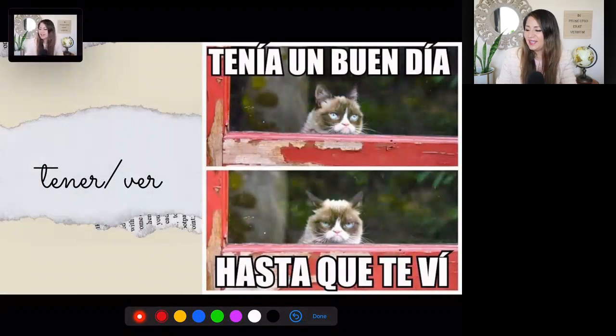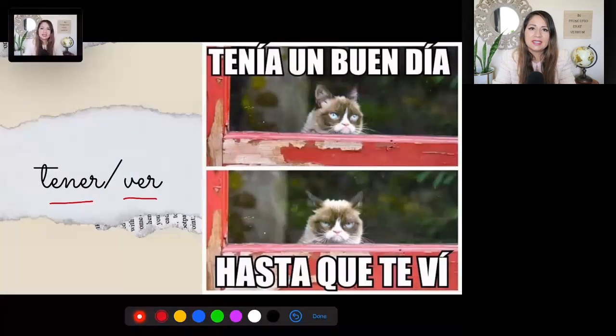Anyway, in the next image, tener y ver. Tener is to have, and ver is to see or to watch. So can you guess what this cat is saying, this grumpy cat? So first, he's not very friendly, but he's saying, tenía un buen día. Tenía from the verb tener.